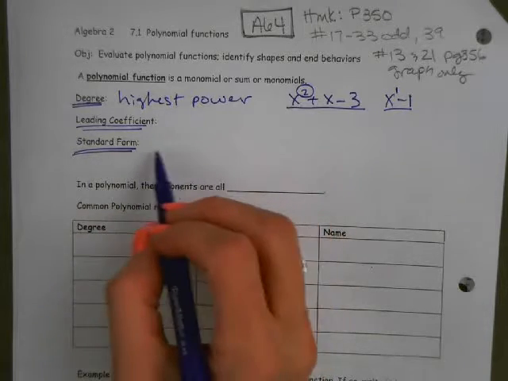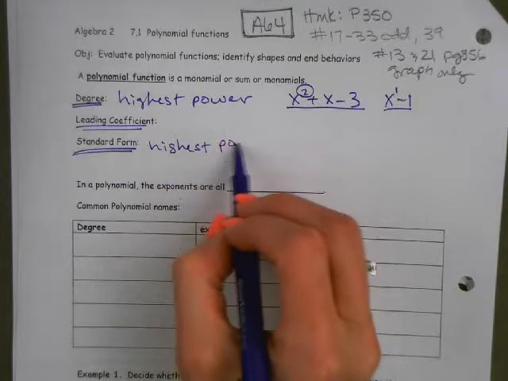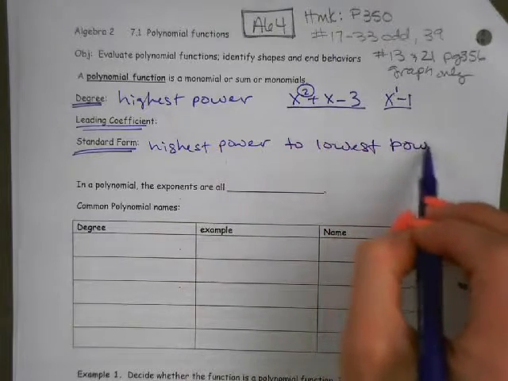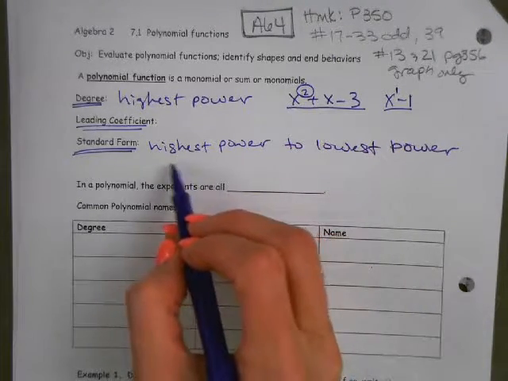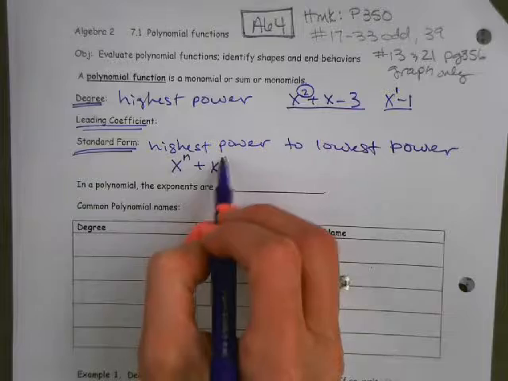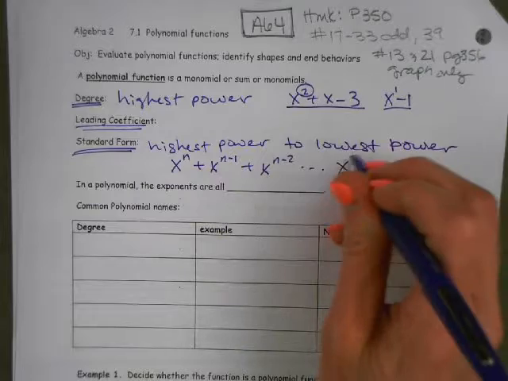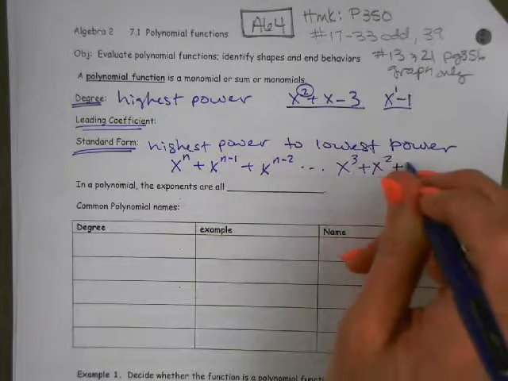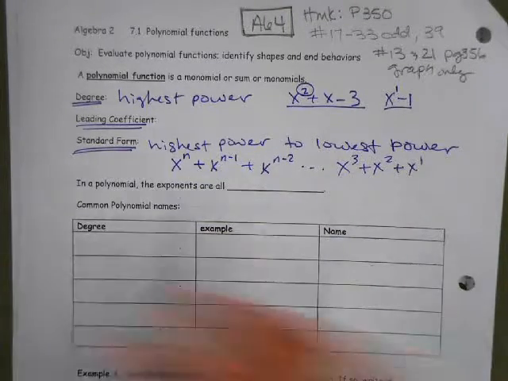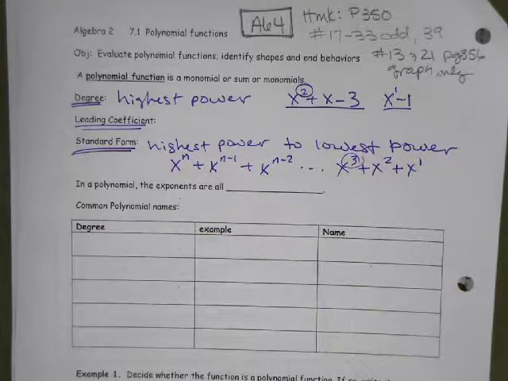So standard form, hopefully you remember, is putting it from the highest power to the lowest power. So we arrange them from highest to lowest, going from the x to the nth power plus x to the n minus 1 plus x to the n minus 2, etc. So it's like x cubed plus x squared plus x, whatever, from the highest to the lowest. And once it's in standard form, you look at the highest degree, and that's the degree of the polynomial.